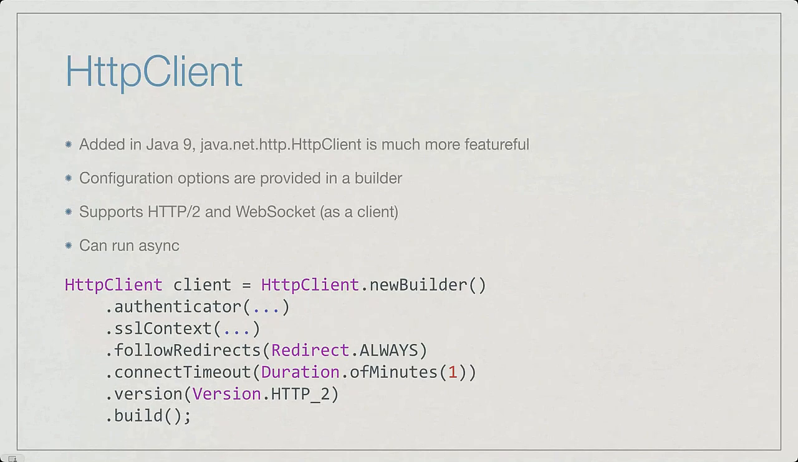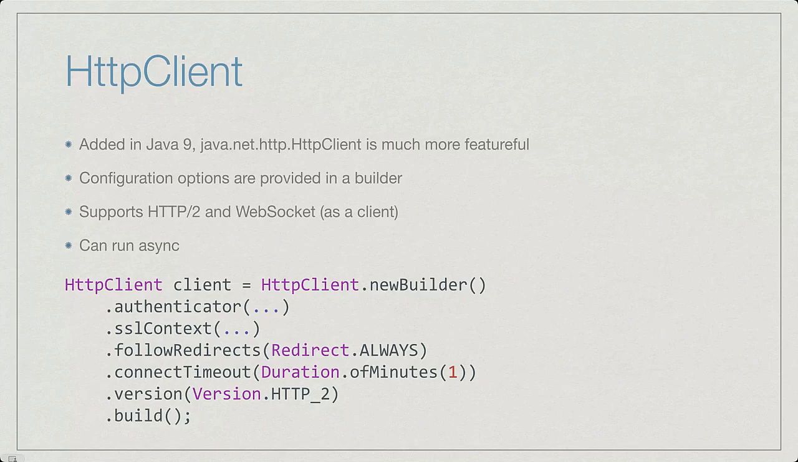Here you get a builder to provide your configuration options. It supports HTTP2 and WebSocket as a client. It can run async. I don't know if you necessarily want to run it async on Domino because different threads are always weird. Again, on Domino, it's one of those things that it makes weird. But you don't necessarily need to, because usually what you want to do is just say, give me either a string or some JSON or whatever back from an endpoint, and that's all you care about doing. And now you can do this in a much, much nicer way.